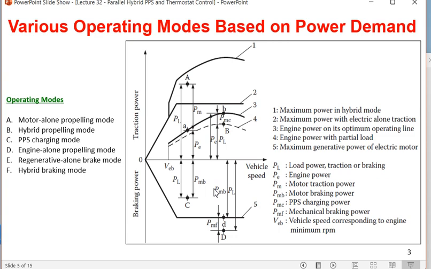Maybe I'll ask hybrid braking, so in that case you have to only show D. I did not ask you about electrical braking, so no need to draw point C at that time. Only the hybrid braking, point D, you have to draw.